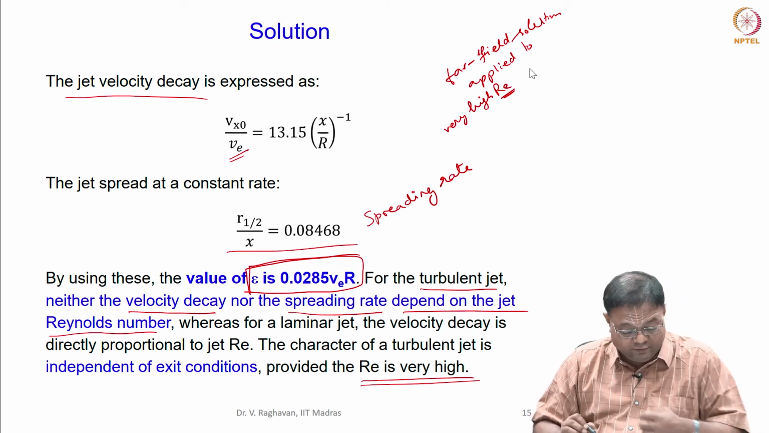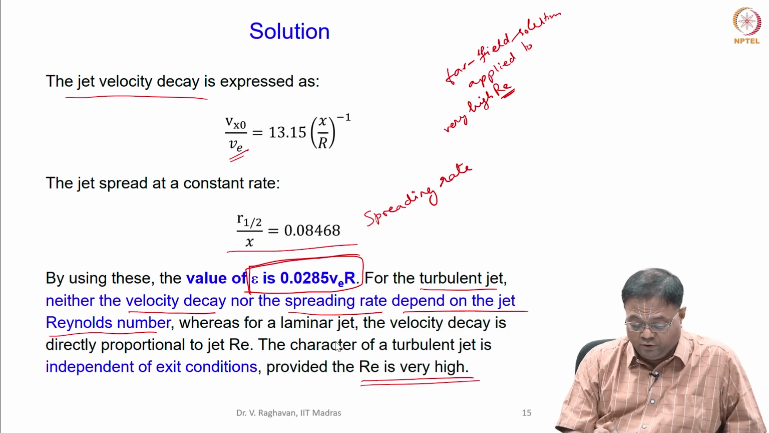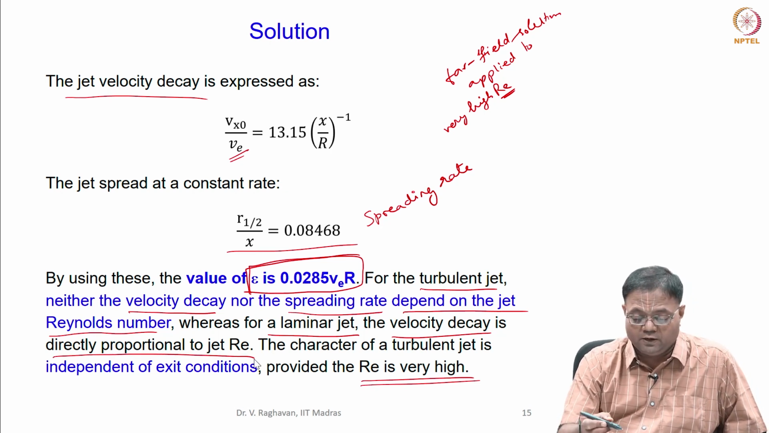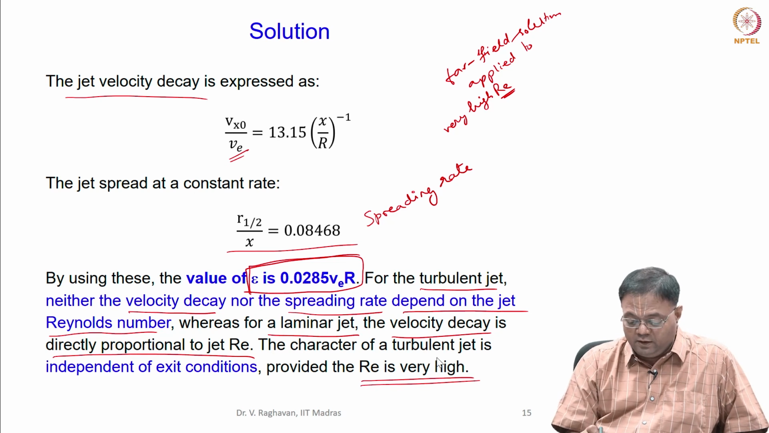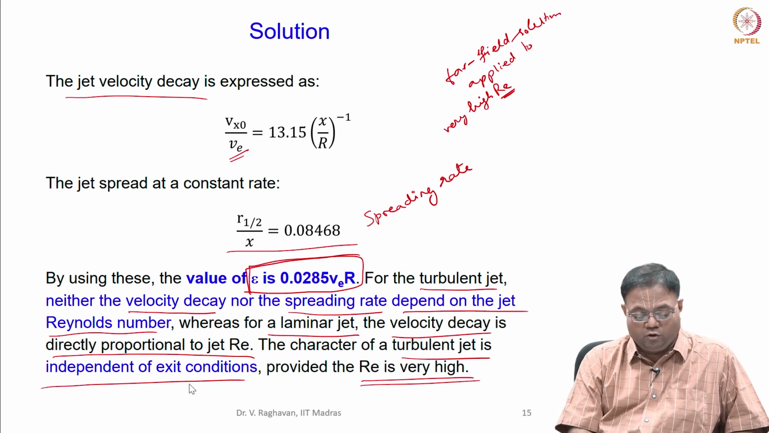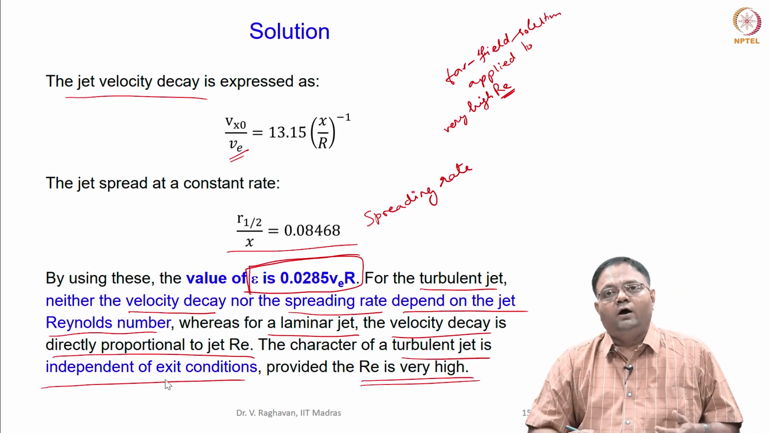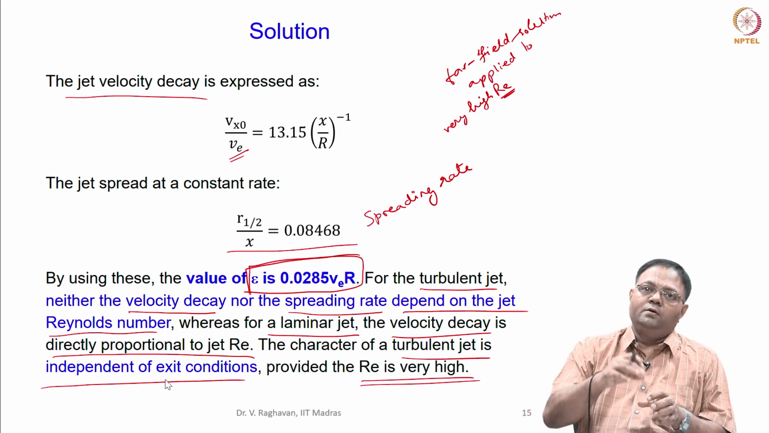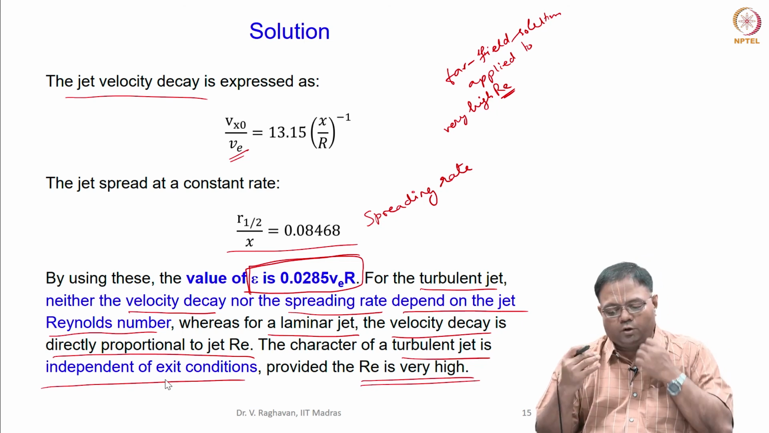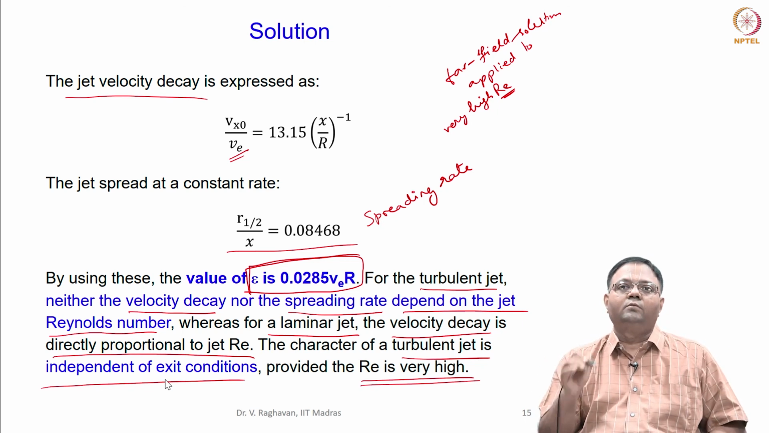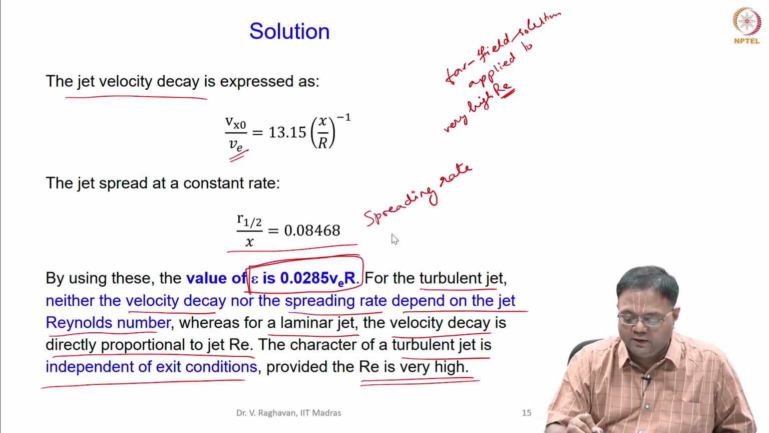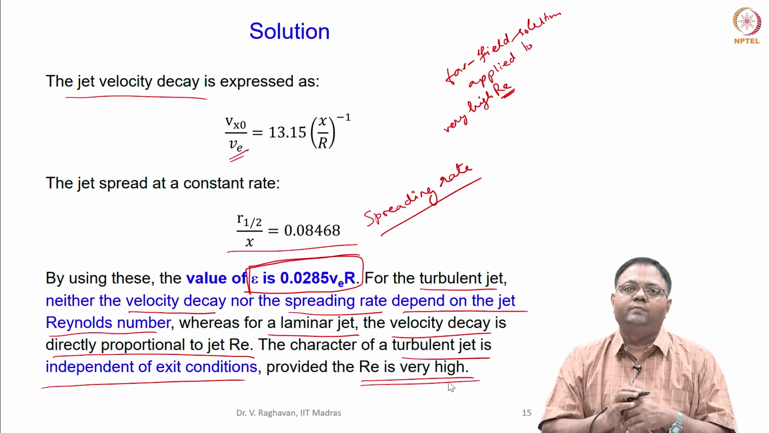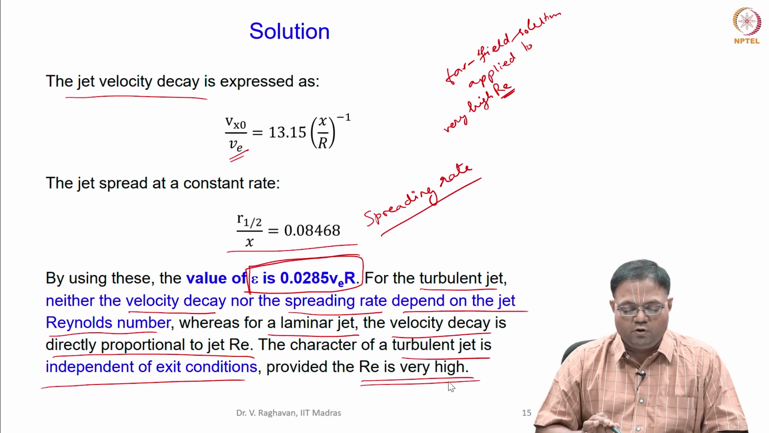In the laminar jet case, the velocity decay was directly proportional to the jet Re, but here you can see that the velocity decay is not. That means the turbulent jet is independent of the nozzle exit conditions. That is very important to understand here. The eddies present after the potential core contribute to the characteristics of the turbulent jet. So, the spreading rate is a constant. Once you get past a particular Reynolds number, for all Reynolds numbers, this characteristic will be intact. That is the main thing we have to understand from the solution.